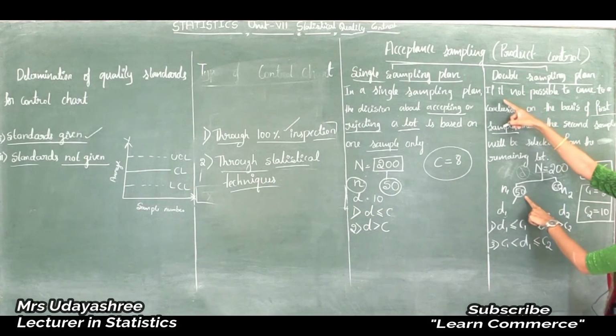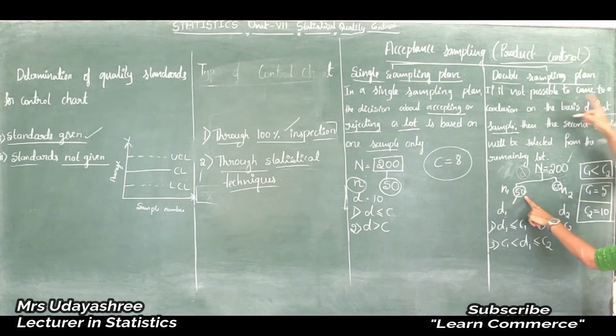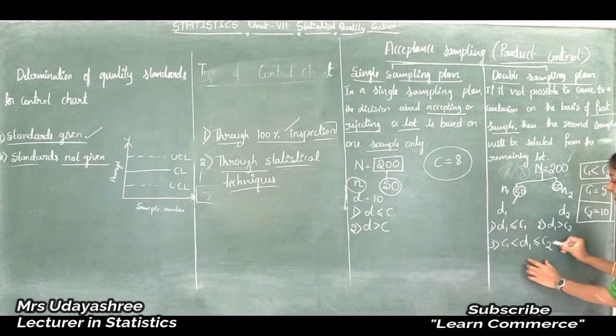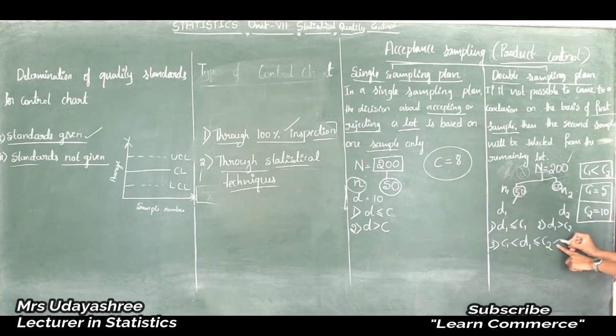Yes, this is about the first set of samples. If it is not possible to come to a conclusion on the basis of the first set of samples, see, in this case it is not possible to come to a conclusion on the basis of the first sample, correct, no? Therefore we draw the second set of samples.